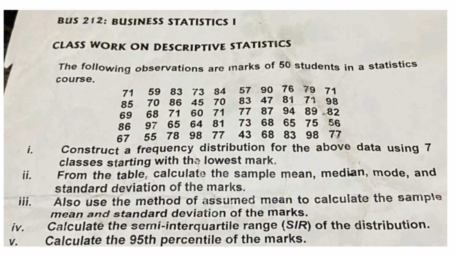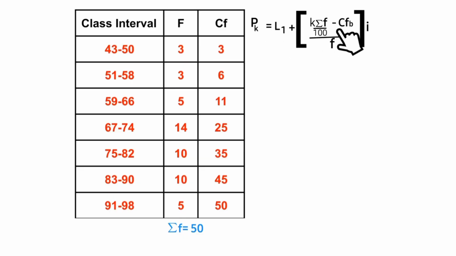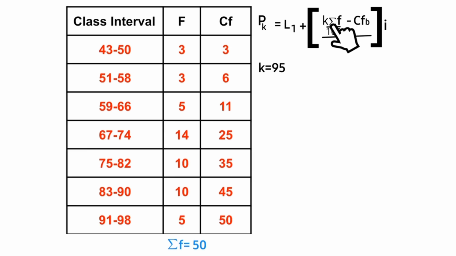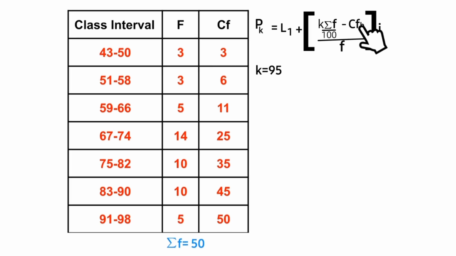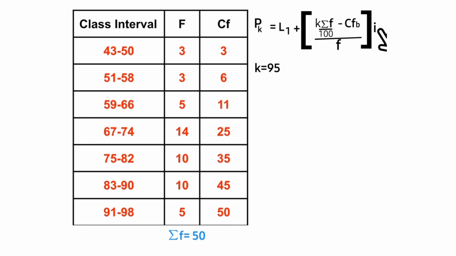Now we'll be asked to calculate the 95th percentile of the mass. This is the formula for calculating percentile, PK. K here simply means the percentile. In our challenge, we'll be asked to calculate the 95th percentile, so our K value will be 95. We also have L1. L1 stands for the lower limit of the 95th percentile class, plus K, and we did say K is 95, times summation F over 100 minus cumulative frequency before the percentile class, over frequency of the percentile class, times class width.